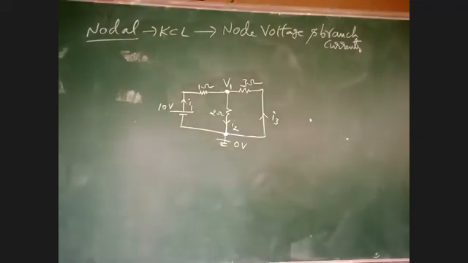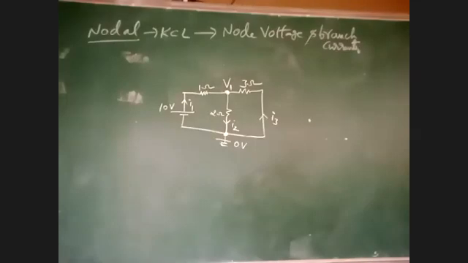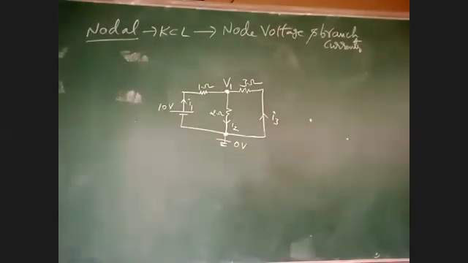Write down: node point. Assume all currents are leaving from the node point, for determining node voltage V1. So this is the assumption.